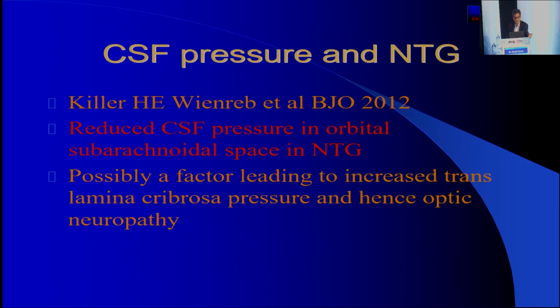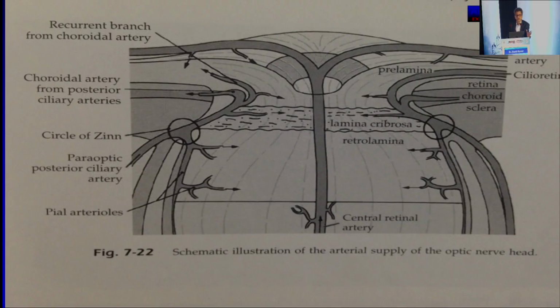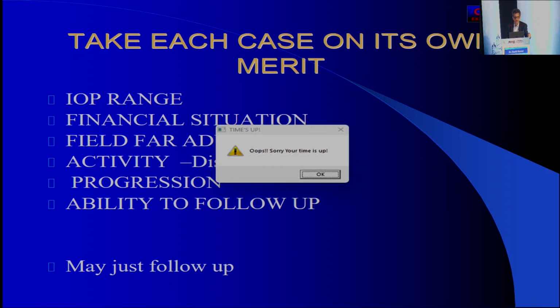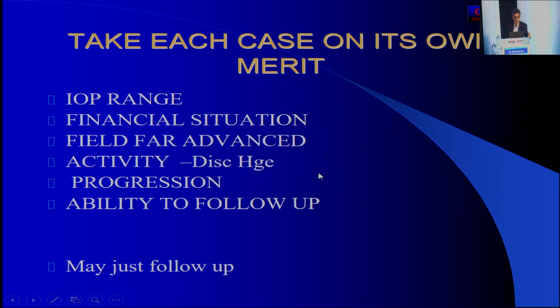Very, very important is that reduced CSF pressure is coming into the picture. So if the CSF pressure is low, then even a normal eye pressure is going to push the lamina cribrosa and damage it. And that is what happens in myopia, because this is very, very stretched. So even a normal pressure can cause damage because the gradient is too high. So individualize each patient and check up exactly what is the financial situation.